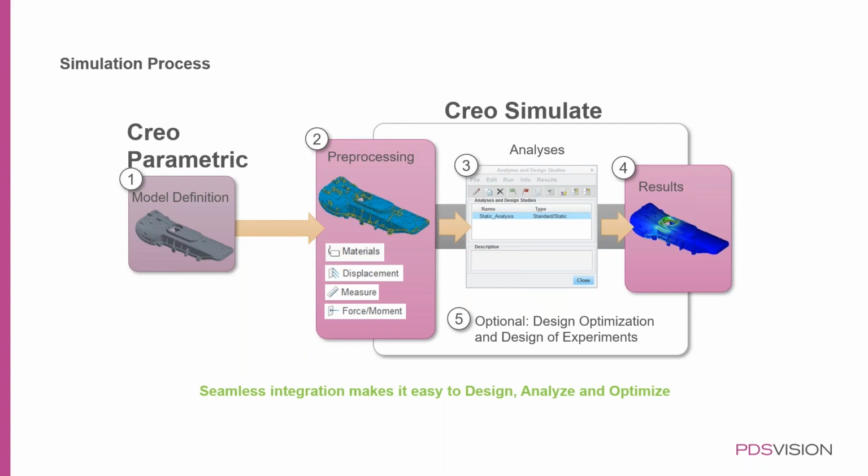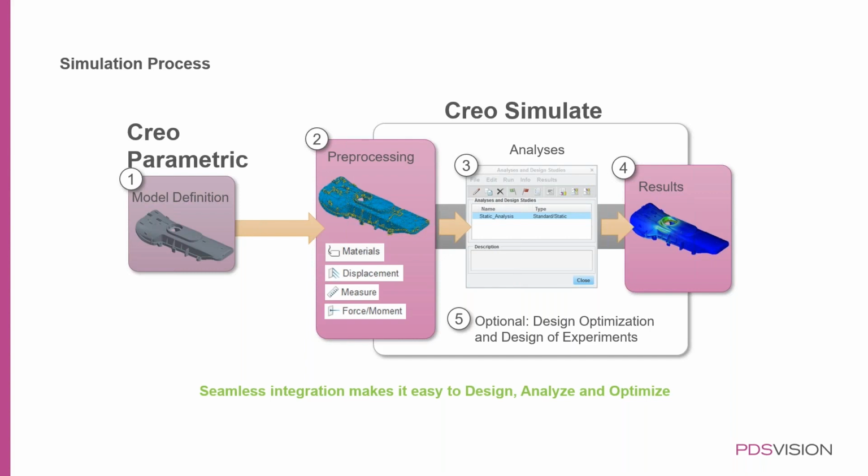Results can be viewed in a fringe plot. So that's what we see on the screen here. The model is going to light up with different colors, showing us where the stresses on our model are highest. But we can also view our results in graph form. We can create our own custom measures to view specific results, like Y displacement at a certain point, really getting as specific as we would like.